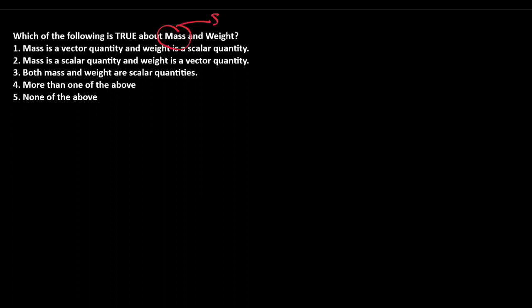First, let's make some things clear. Mass, scalar. Weight, vector. Mass is a vector quantity. Is this true? Nope. Weight is a scalar quantity. So number one is out of it. Mass is a scalar quantity and weight is a vector quantity. This looks a little bit true.